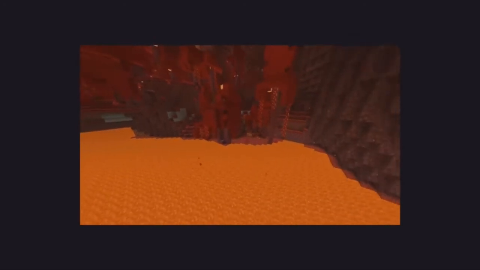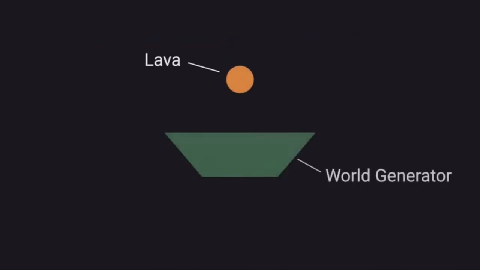While bartering, the player's in the Nether. What else is in the Nether? Lava. Lava also happens to use the world generator, just like the piglins. And there are thousands upon thousands of lava blocks constantly shifting the random generator all over the place, which makes it an extremely entropic environment.